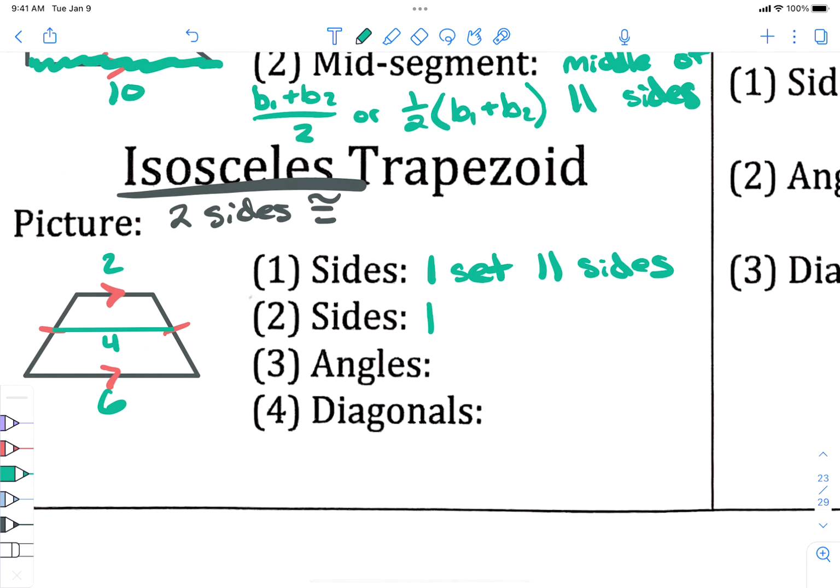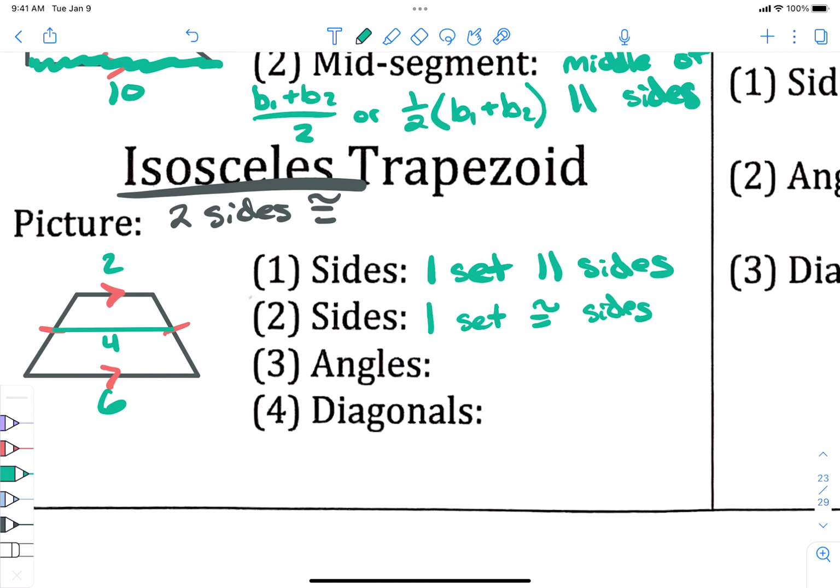One set of congruent sides. Okay, now the set that's parallel is not the same set as the one that's congruent, right? Okay, that can't be the same thing. So they're opposite ones, right?